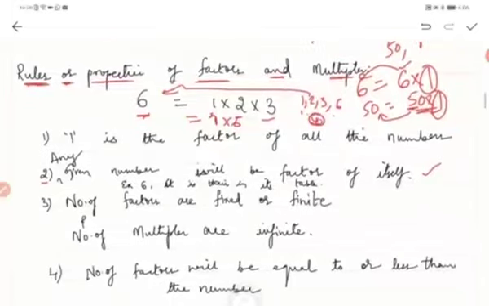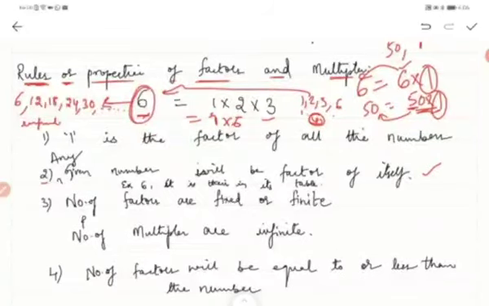Whereas multiples, for 6, how many do you have? They can't be fixed, isn't it? You have 6 as a multiple of 6, then 6 2s is 12, 6 3s is 18, 6 4s is 24, and 6 5s is 30, and so on. It goes on, right? It continues till infinity. So the multiples of any number are infinite.